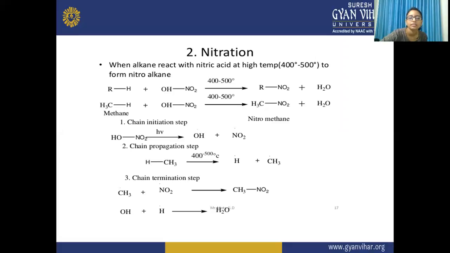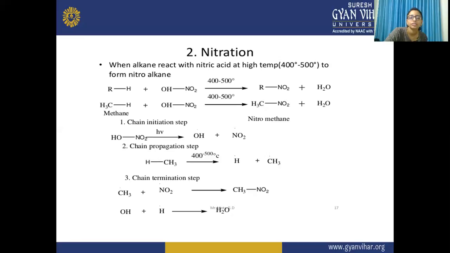Here you can see CH3H. We can write methane like this also, like CH3H and OH NO2. So here H and OH will combine and form a water molecule, and this CH3 and NO2 will combine and form a nitromethane. So the first step is your chain initiation step.